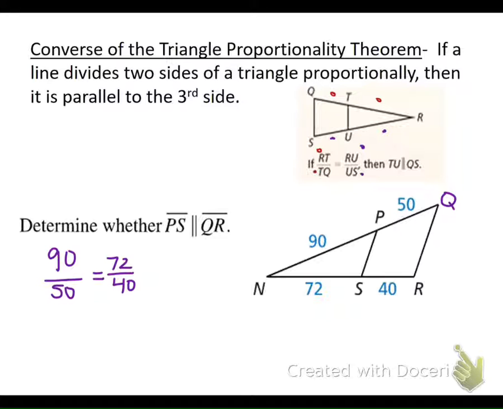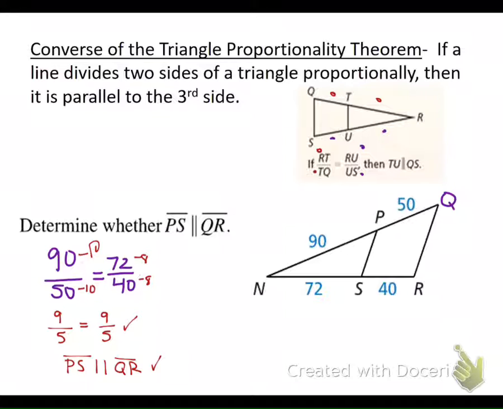So I know 10 goes into both of these, so that's 9 over 5. I divided top and bottom by 10. 8 goes into both of these. So that's 9 over 5. Are they in proportion to each other? Yes, so PS is parallel to QR. I lost the parallel sign. It's just a line.